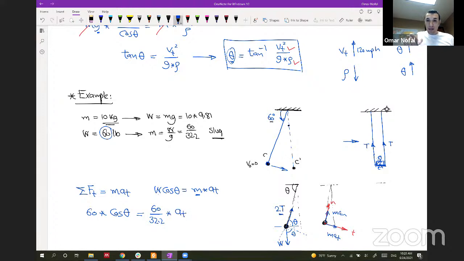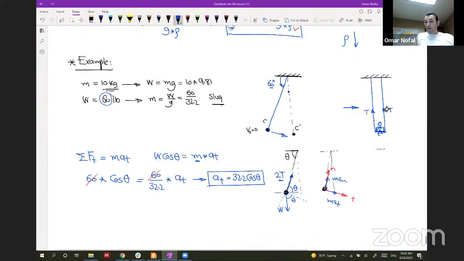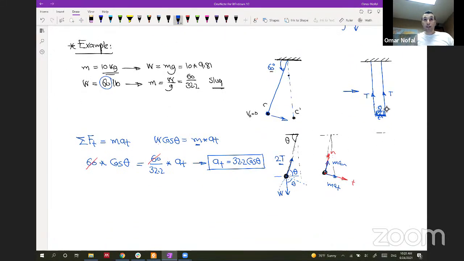So right now we can get a tangent, and it will be equal to, the weight will be gone with the weight, so it will be g multiplied by cosine theta, which is 32.2 cosine theta. So this is from the tangent direction.